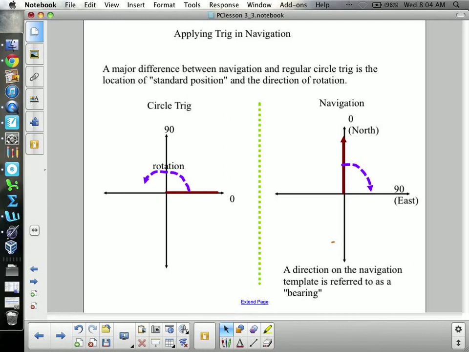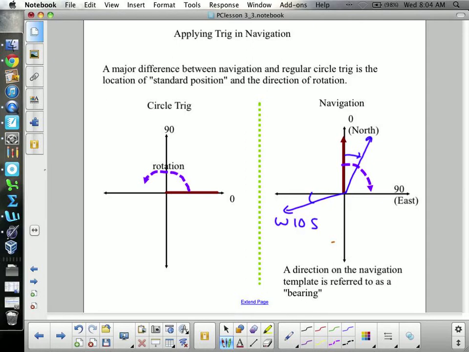or north 30 degrees east. That would be north 30 degrees east. Or they could say west 10 degrees south. So there'd be west and 10 degrees south. That'd be west 10 south. So all sorts of different ways we have of noting direction in navigation.